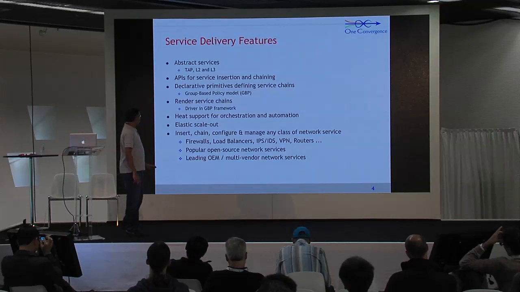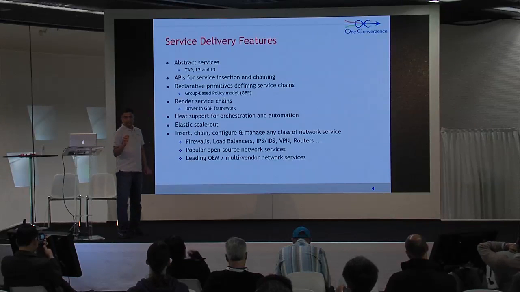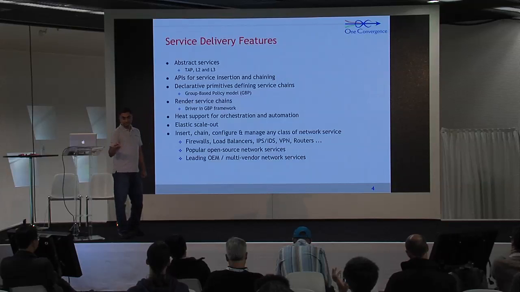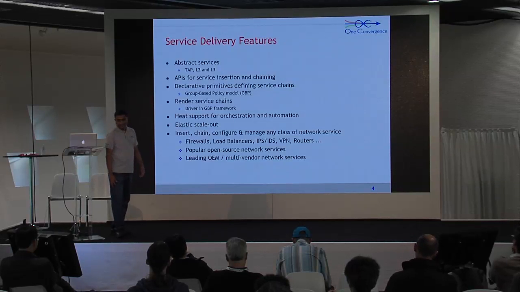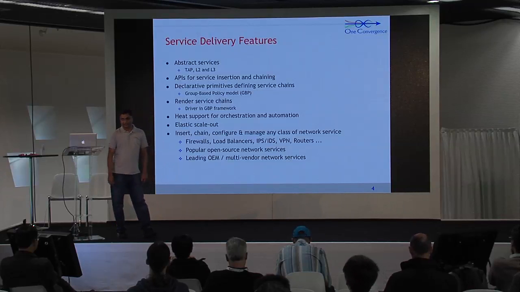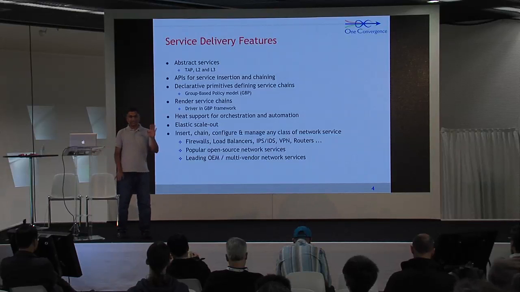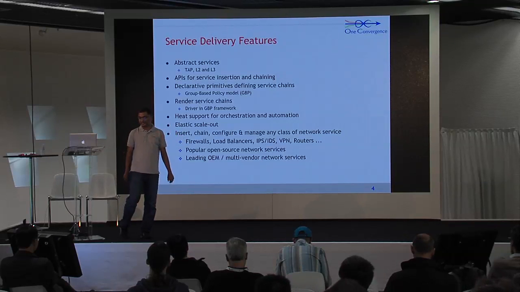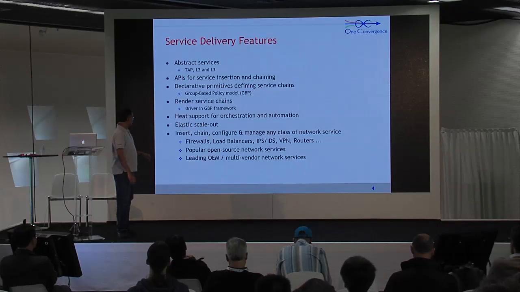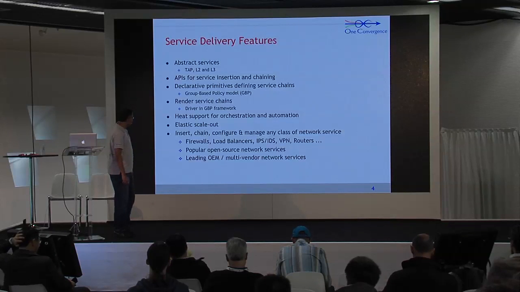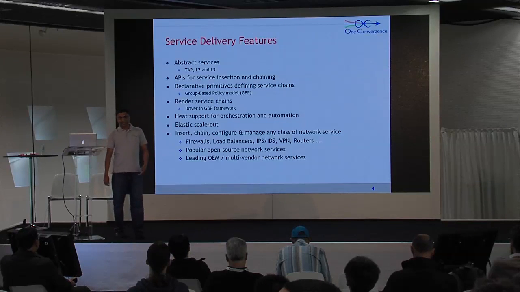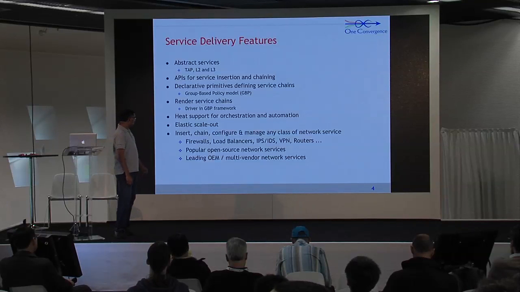Some of the things are that we abstract services into three types based on insertion mode: TAP, L2, or L3. We provide these APIs for insertion and chaining, to be used in this declarative model as defined by GBP. Essentially there is a GBP API that maps to our NVSD policy API through our driver, so it fits in with that framework. Heat can be used for orchestration and automation.